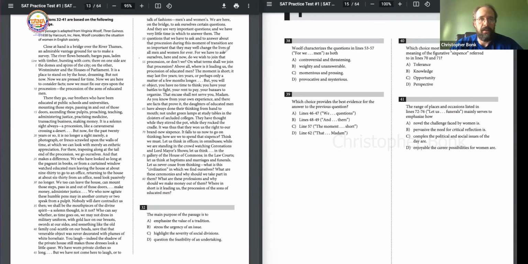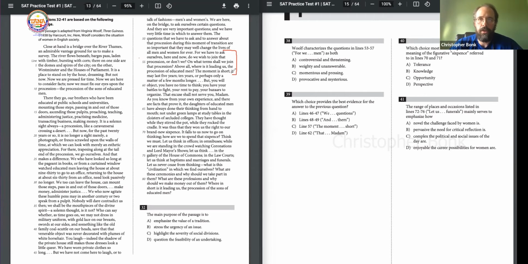For we have to ask ourselves here and now, do we wish to join that procession or don't we? On what terms shall we join the procession? Above all, where is it leading us? The procession of educated men. So with that, those are the questions themselves. I would say, overall, it may not be the most helpful thing right there of what we read in the questions, but like we saw on the article yesterday, sometimes starting at that first part, like what was the original claim, will point us in the right direction, will help us out. So not a bad thing to start with, even if this one didn't give us too much.